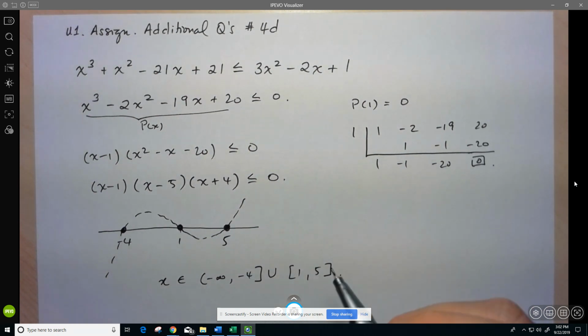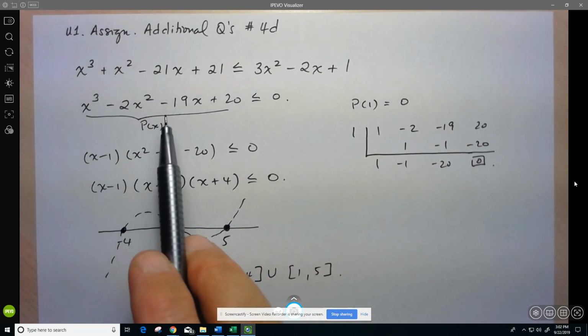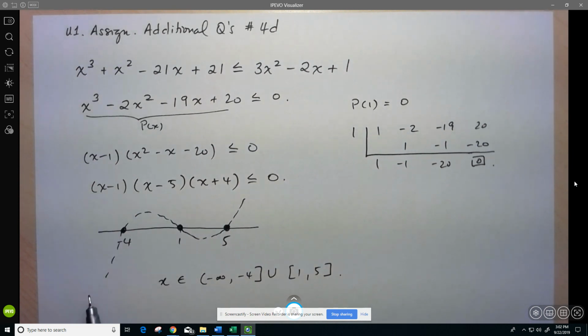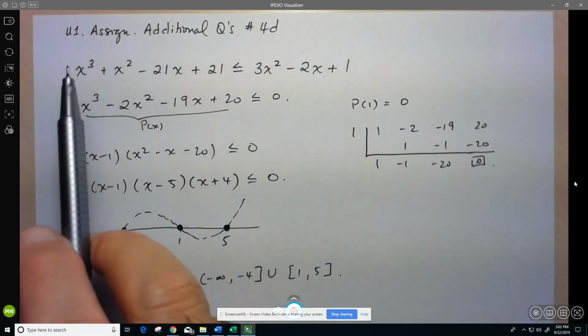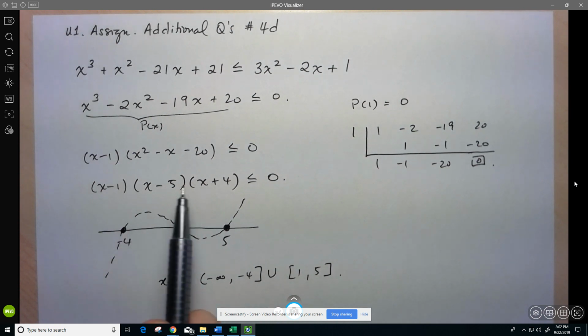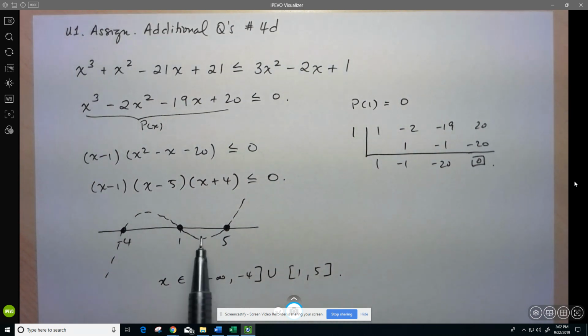Again, just to recap, I'm following my algorithm for solving polynomial inequalities. Get everything to one side, factor. Once I have it in factored form, I can then use the degree, leading coefficient and the zeros, sketch a quick graph, and read the answer right off that graph. Okay, that's it for this one.